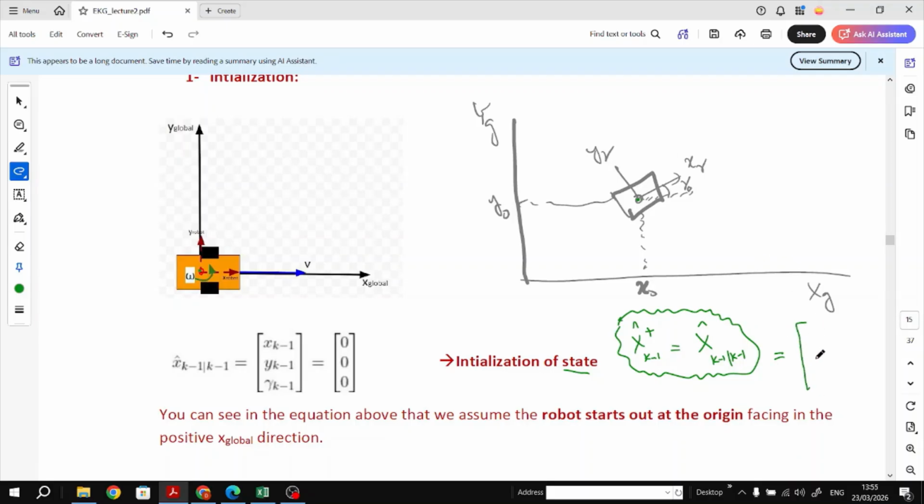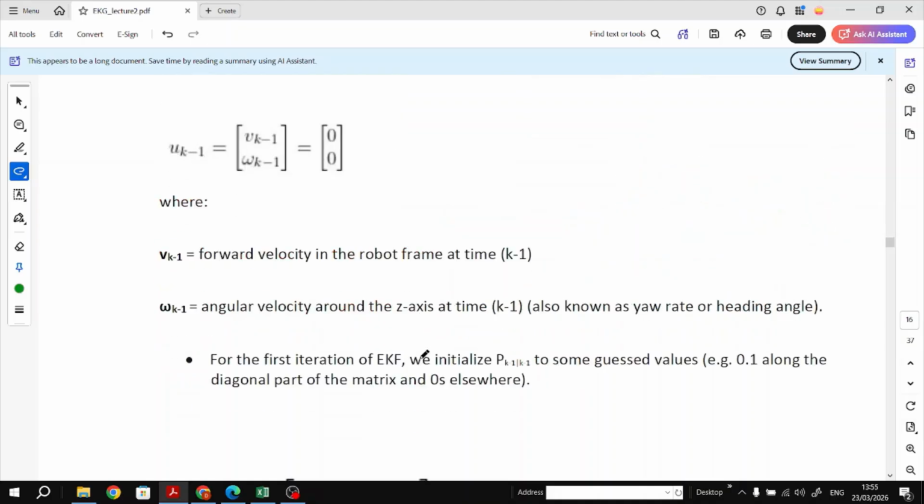So let's say the initial state in general can be x0, y0, gamma 0, or, if you initialize at 0, it can be 0. And for your initial noise vector, you can assume some random numbers. In this case, let's say it is 0, but you can take some small values in your motion model as the noise vector.